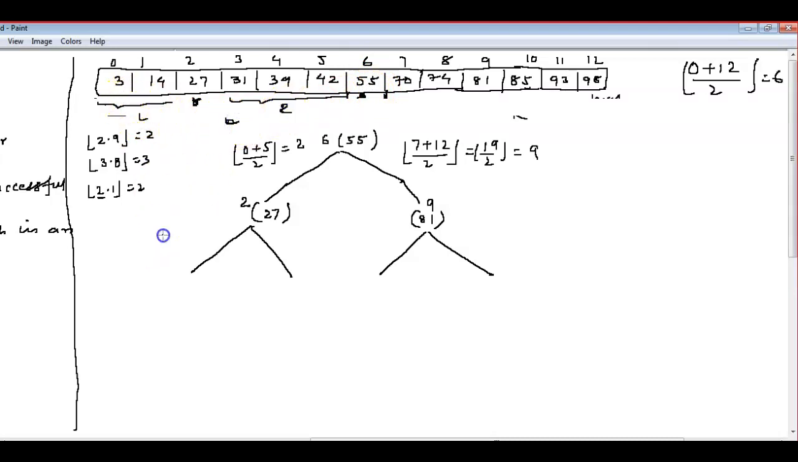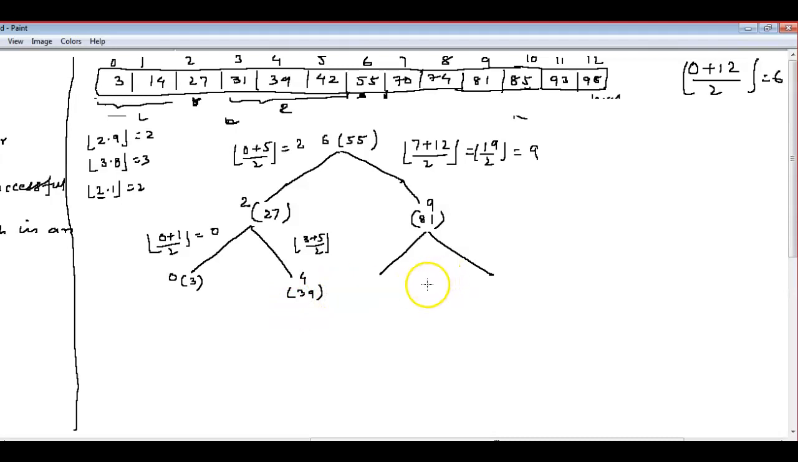So here, what to correct? 0 plus 1 by 2. So how much? 0, because 0.5 will come here, no? 0. So 0, and here it will come 3. Here tell me, 3 plus 5 by 2, which is 4, and what is that value? How much? 39. I am writing the value in the bracket.